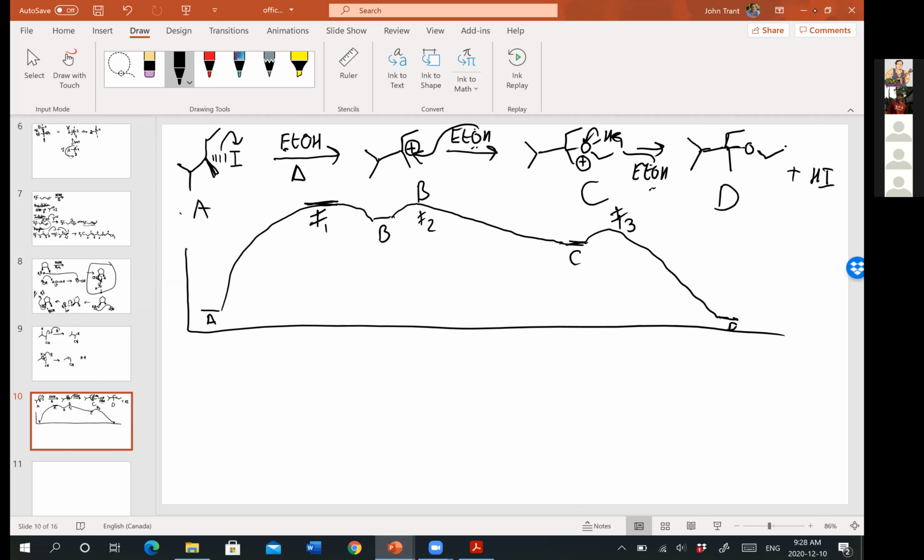Well, what we've gotten here is we're generating HI on the other side. The carbon-iodine bond is quite weak, and the carbon-oxygen bond is quite strong. So what we're really trading is a carbon-iodine bond and an oxygen-hydrogen bond for a carbon-oxygen bond and a hydrogen-iodine bond. The hydrogen-iodine bond is pretty weak. The oxygen-hydrogen bond is pretty weak. The carbon-iodine bond is relatively weak. The carbon-oxygen bond is strong.